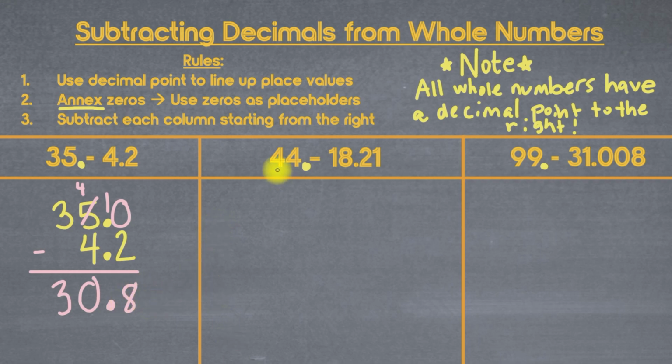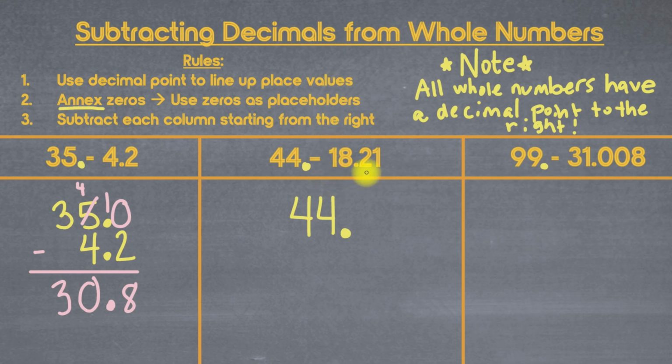So question 2 says 44 minus 18.21, or 18 21/100. Remember, like we said before in the note, all whole numbers have a decimal point to the right, and that's why we put a decimal point here. So now let's write 44. And I'm also going to make sure that I put that decimal point there. So let's take a look at step 1. We've got to make sure we use a decimal point to line up our place values.